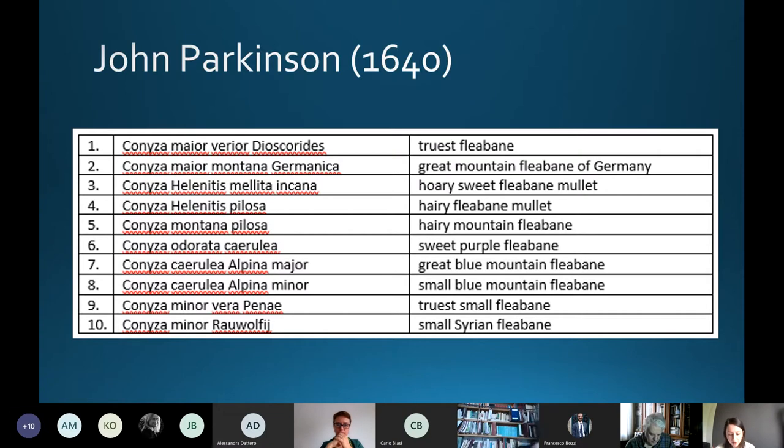As we can see, the nomenclature chosen by Parkinson was also based on characteristics of the plant, with some exceptions, as we see in numbers 1, 9, and 10, which are varieties named after their discoverers, and interestingly, again, not translated into English. Concerning the names based on characteristics of the plant, we can see that size is a feature, so we have small and great. In alternative, or in combination with color, hairiness, location. And then we have a significant addition here, which is smell, not present in previous nomenclature.